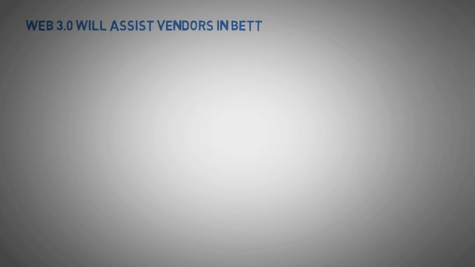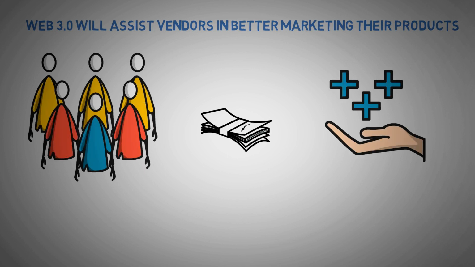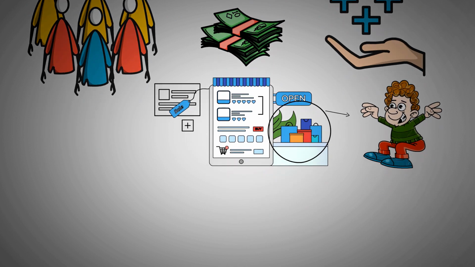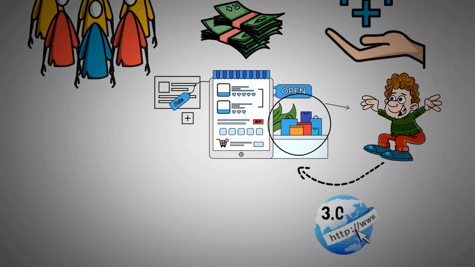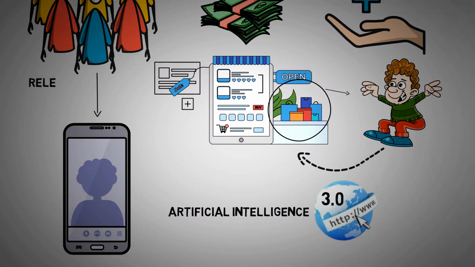Web 3.0 will assist vendors in better marketing their products. Sellers can comprehend your buying demands and display your products and services that you are interested in purchasing with the help of Web 3.0's artificial intelligence. This allows you to see more relevant and better adverts that are more likely to be of value to you.